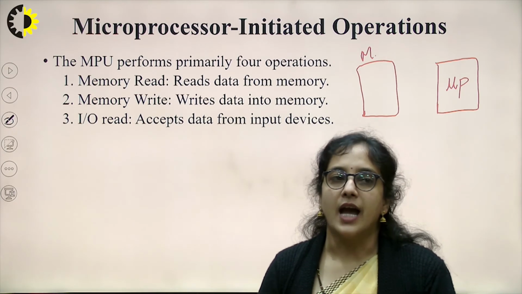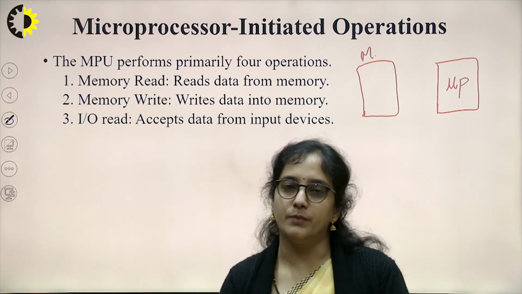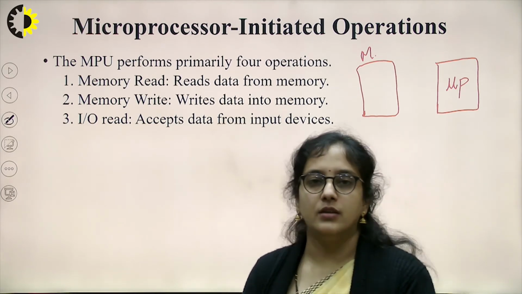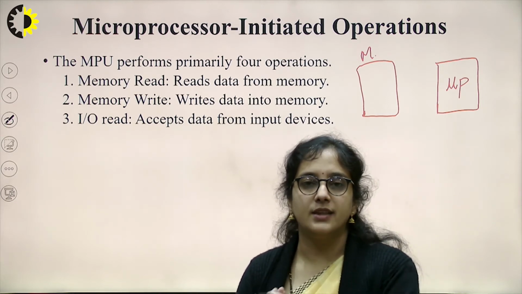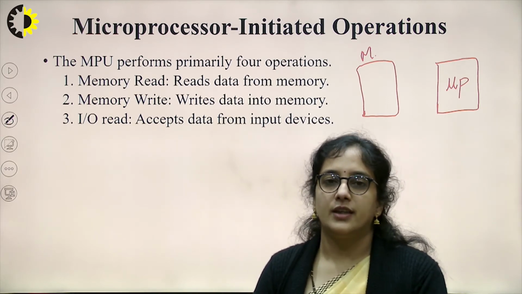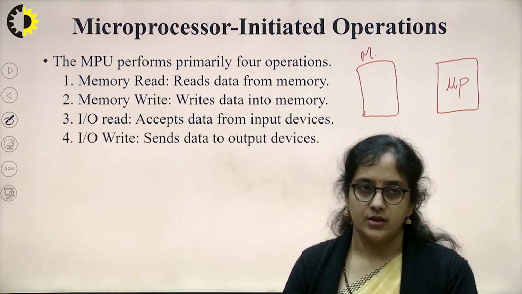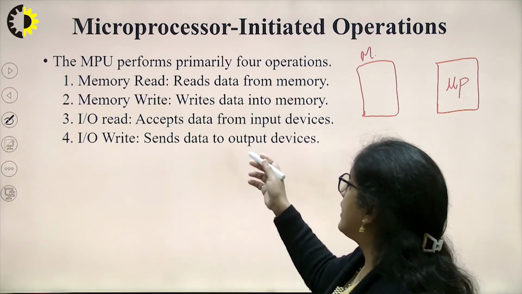Then third is IO read. IO read means we can accept data from an input device, whether it may be a keyboard, a mouse, or just like this sensor remote. I am sending the signal, so this is giving an input to the microprocessor. Then IO write, the fourth operation, that is send data to the output device.